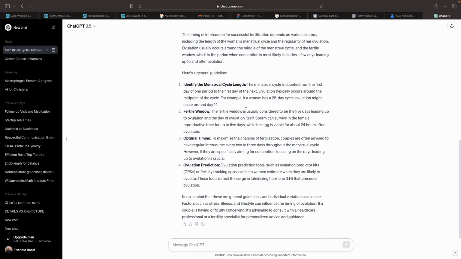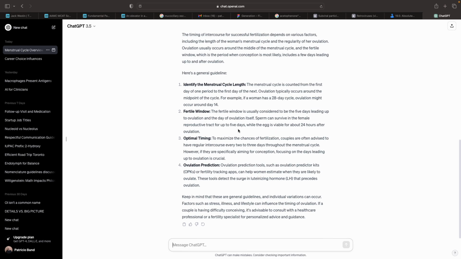The fertile window is usually considered to be the 5 days leading up to ovulation, so it's 5 days prior to ovulation, and the day of ovulation itself. Sperm can survive in the female reproductive tract for up to 5 days, while the egg is viable for about 24 hours after ovulation. And then we have an optimal timing.